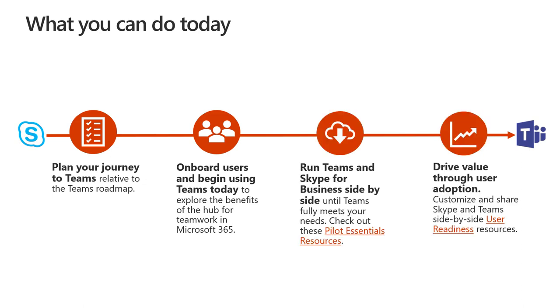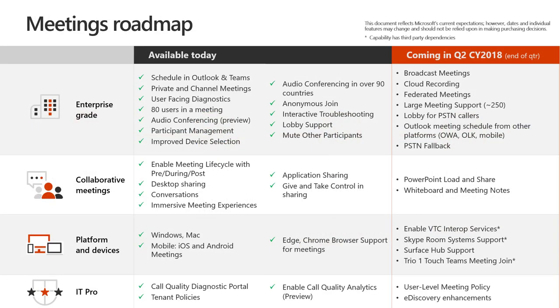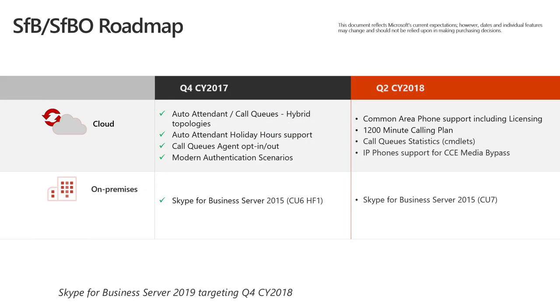So let me show you what you can do today. The basis is to plan people's journey from Skype to Teams. Onboarding users to Teams today is, for partners, a great opportunity to go and explain the benefits of Teams. And you can run them side by side today, so there's an easy transition for people. We're updating Teams, as I said before, at a huge rate of knots. We've got a clear roadmap of the meetings experiences, as you can see here, and all the capabilities that are coming now and shortly to Teams as well. But we do know that some customers will need Skype for Business for quite some time, and so we're continuing to develop that product as well.